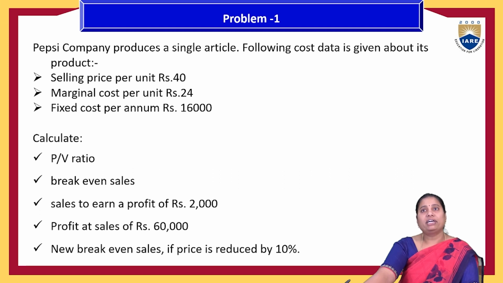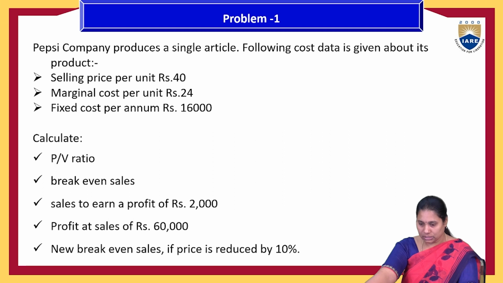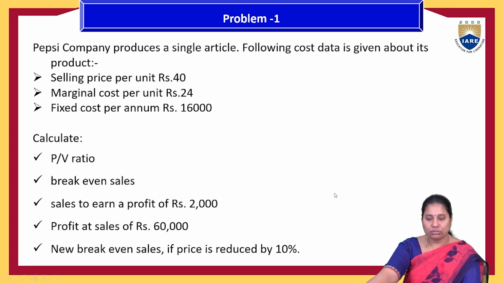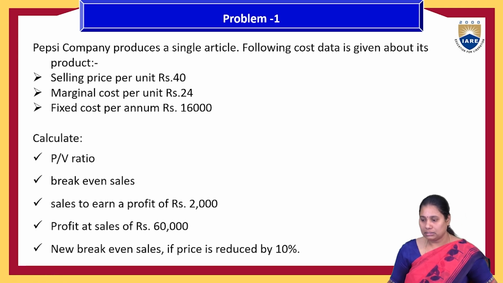And finally, the ratio related problems. All the ratios will be given. Ratio problems will be given like this: the selling price per unit is 40 and marginal cost per unit is 24. Fixed cost is 16,000. Like this, the information will be provided, and they will ask us to calculate the P/V ratio, and sometimes they will ask us to calculate the liquidity ratios.